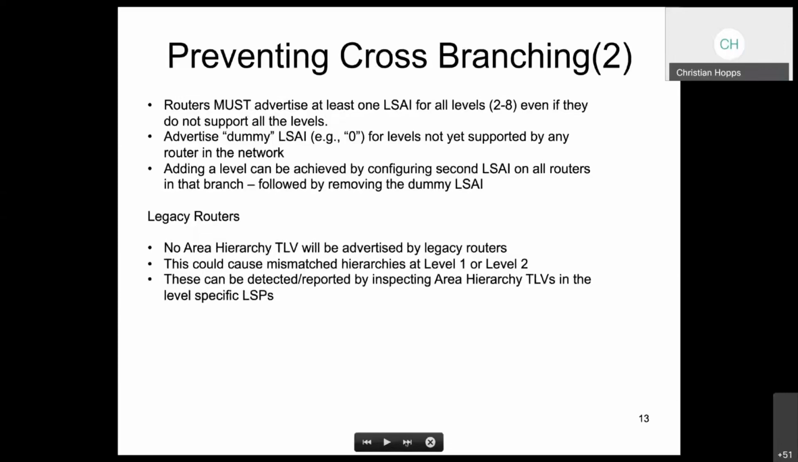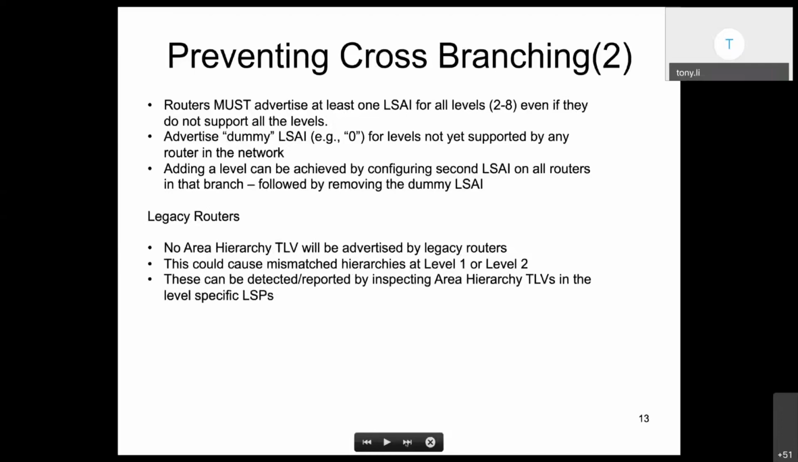Would it work to just reserve this 0 or whatever and advertise it always, just make that a mandate? Because I got the feel when I read the draft that it was a suggestion, that operators configure it that way. You could do that. We felt that you have to be able to expand levels anyway. So once we have the mechanism for expansion in place, we don't actually have to pre-reserve things.